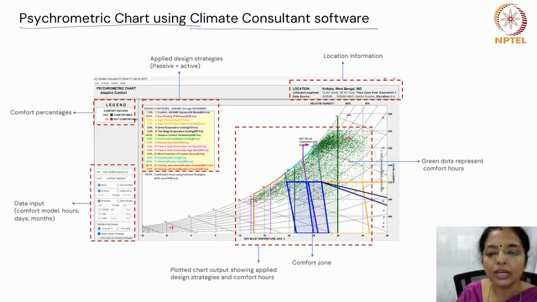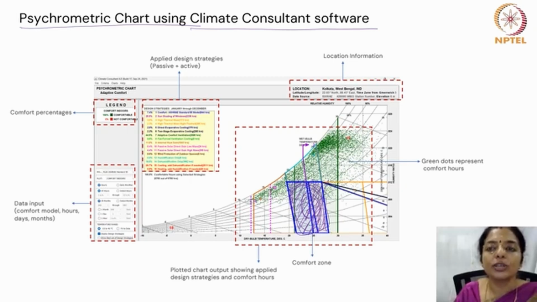So here you have the comfort zone. So this is the comfort zone, where you will find people who stay in this kind of a climatic condition to be having 100% comfort.